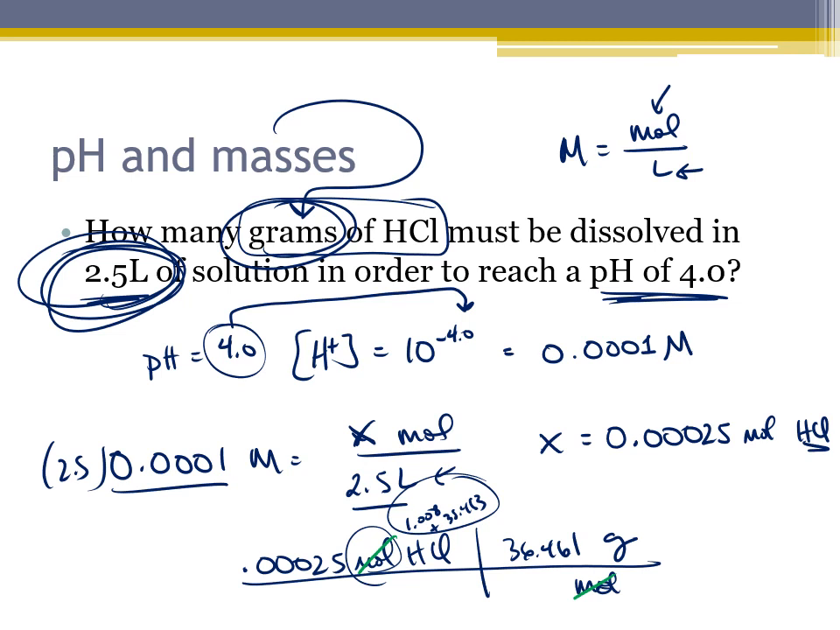So with my handy dandy calculator, 0.00025 times 36.461 divided by 1, and I get a grand total of 0.0091 grams of HCl, whoa, I missed my box, grams in that 2.5 liters of solution. Good. All right, I'm going to have you do one of these on your own, and then we're calling this lesson done, my friends.